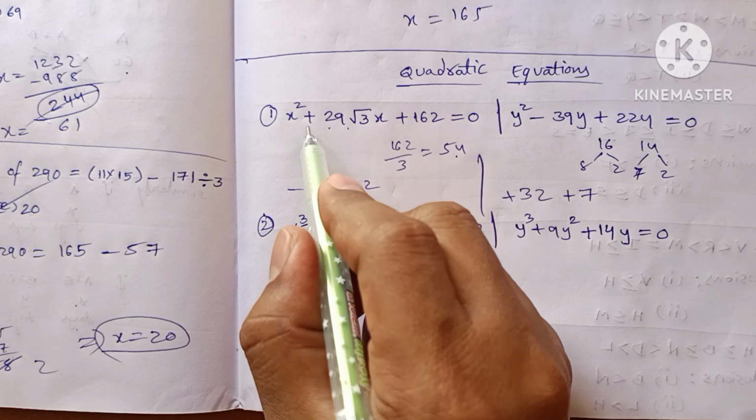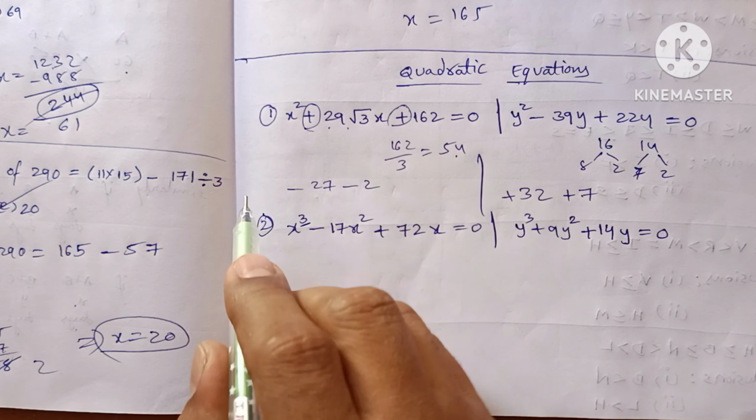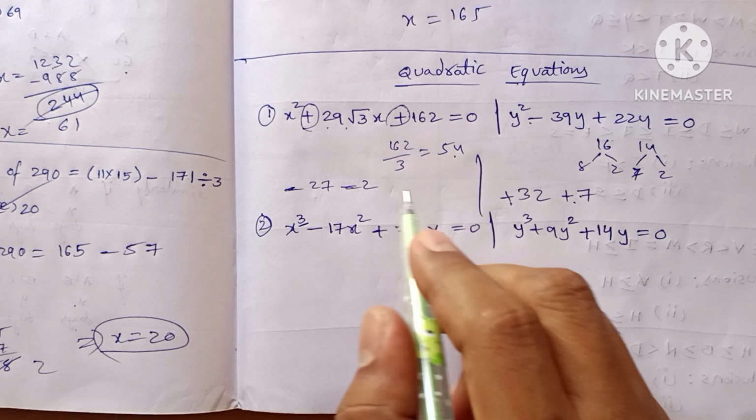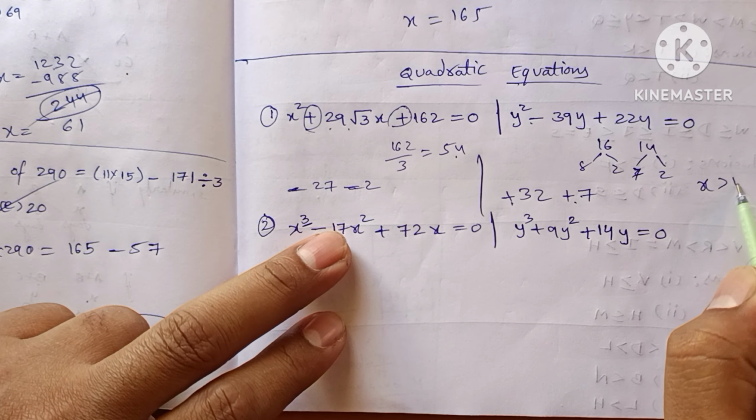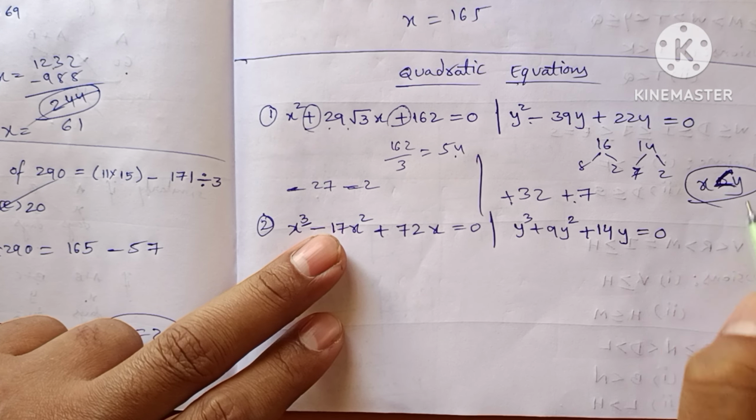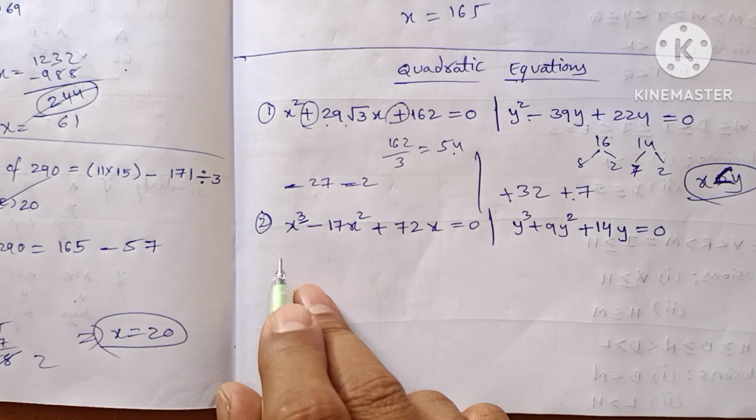Or else, if the question has positive and positive, the roots are negative. Here minus and positive, the roots are positive. It is clear that x is greater than y, or x is lesser than y. Okay, let's see question 2.